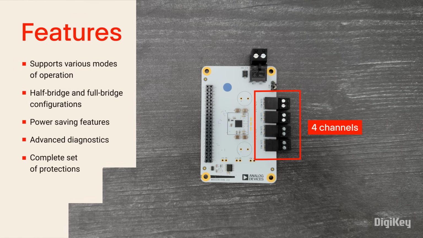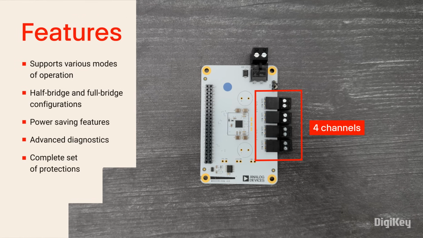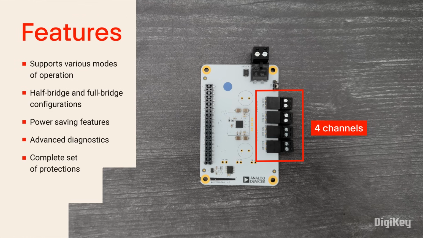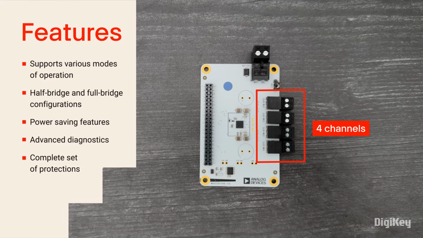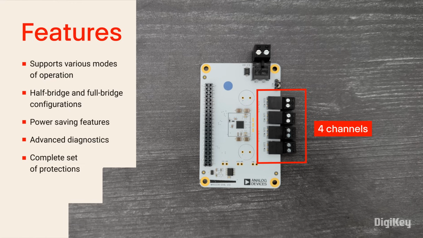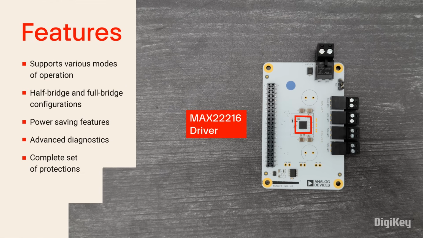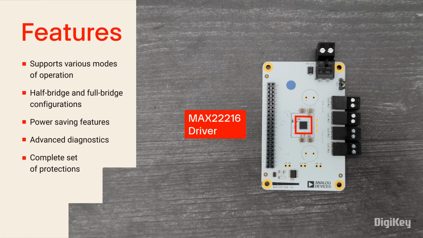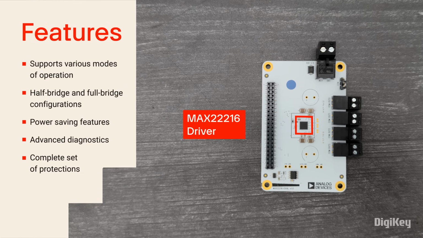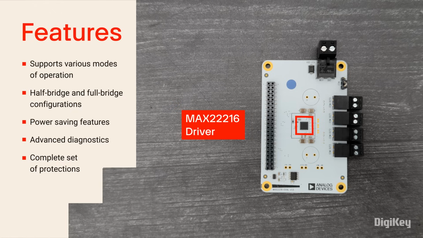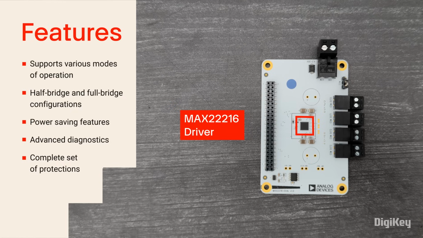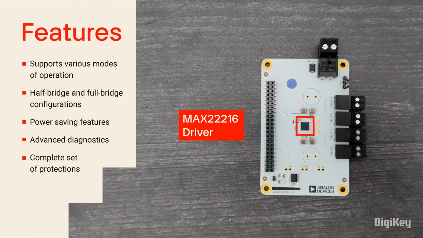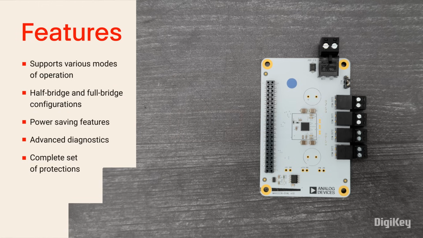With up to four channels, the MAX22216 evaluation board provides several options for testing various modes of operation in half-bridge and full-bridge configurations. Features include SPI and OTP registers, digital IOs, a two-level sequencer, plunger movement detection, power saving features, advanced diagnostics, and a complete set of protections.